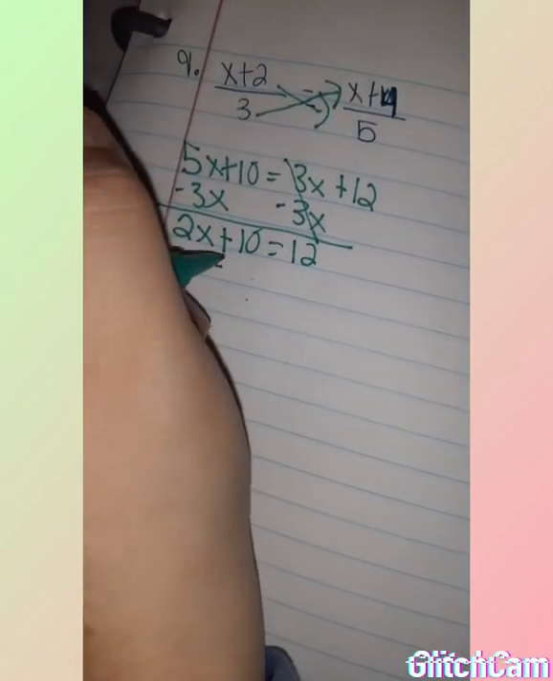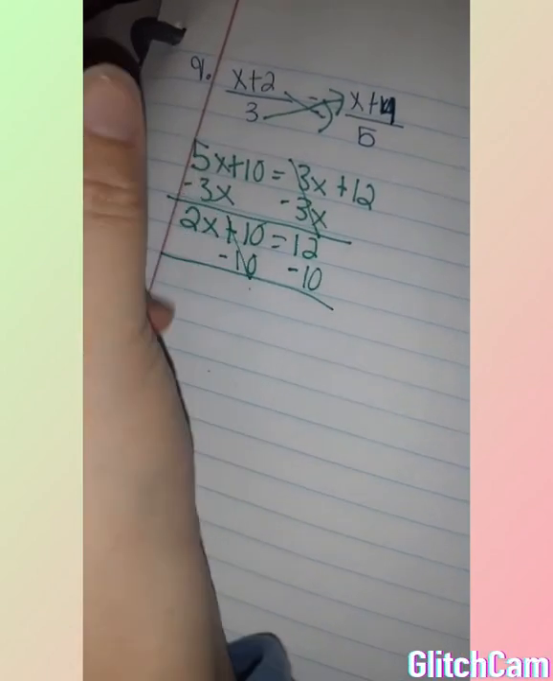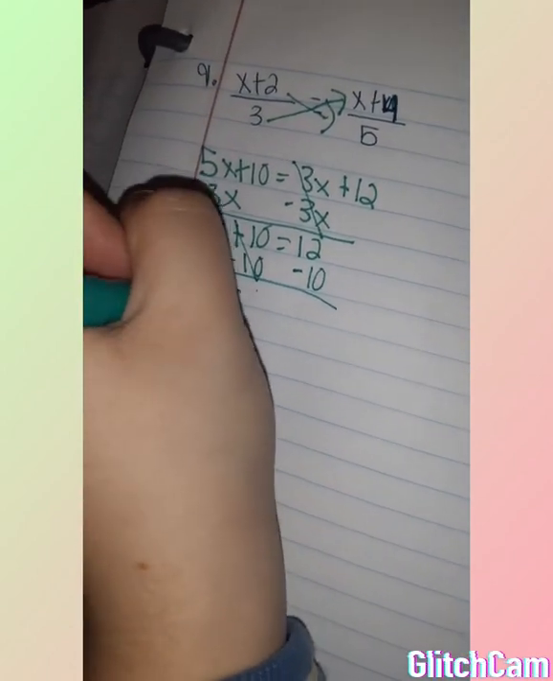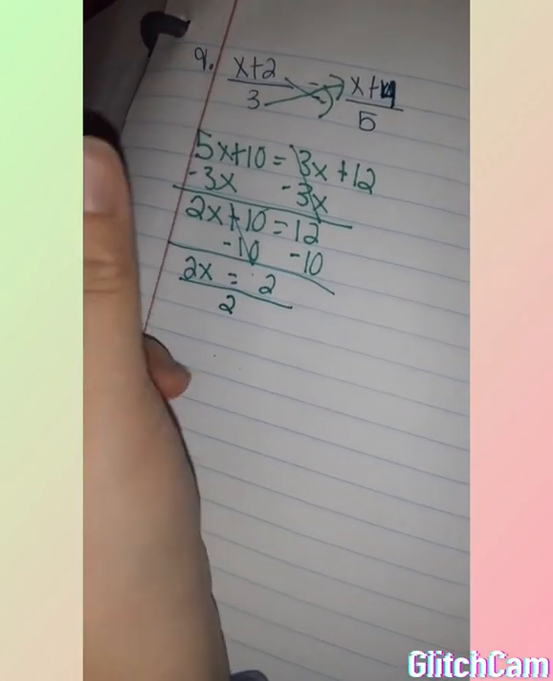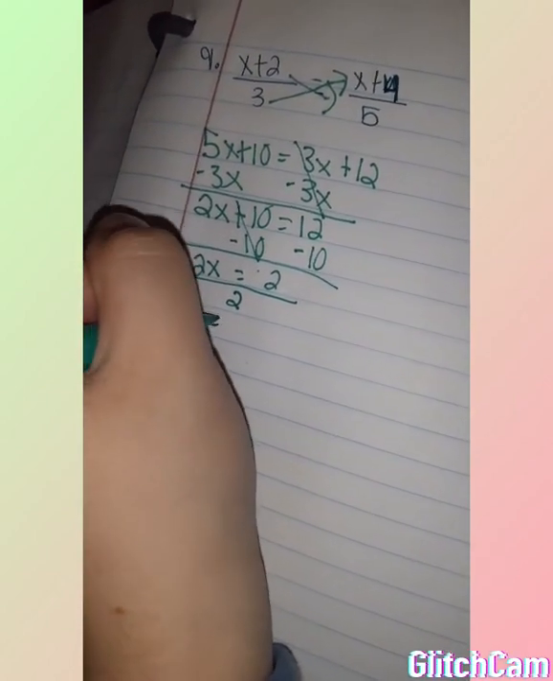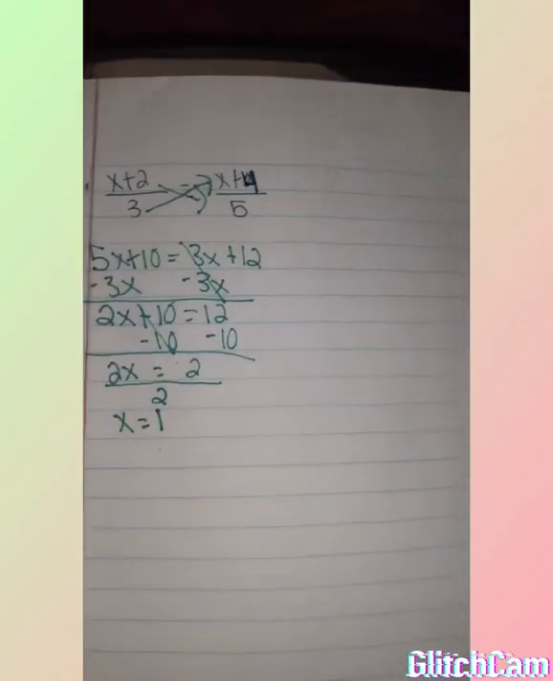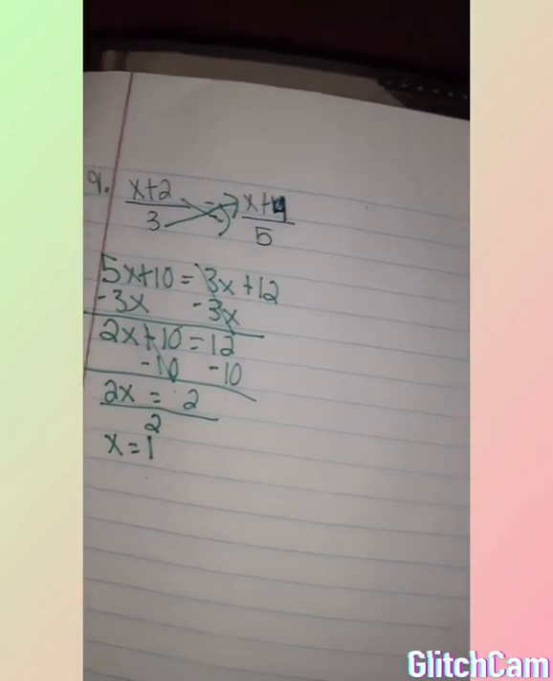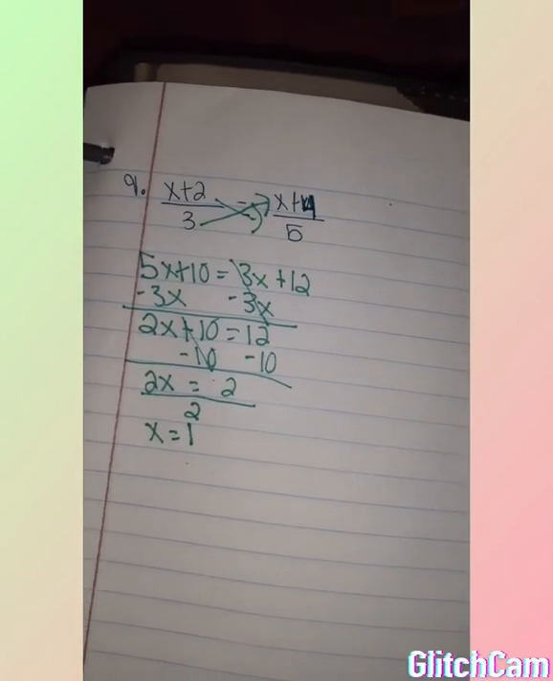Okay. Got to get rid of the 10. Got to subtract it on both sides. 2x equals 2, and then divide by 2 on both sides. It would be x equals 1. So that's how you would do proportions and try to find x or whatever variable you need.